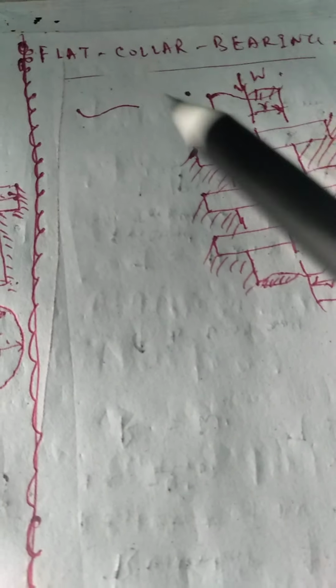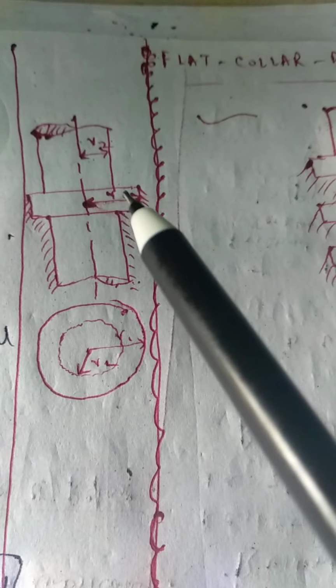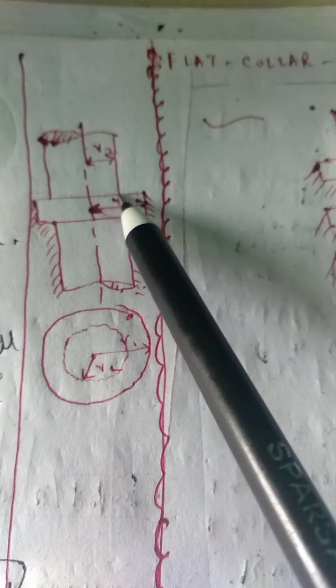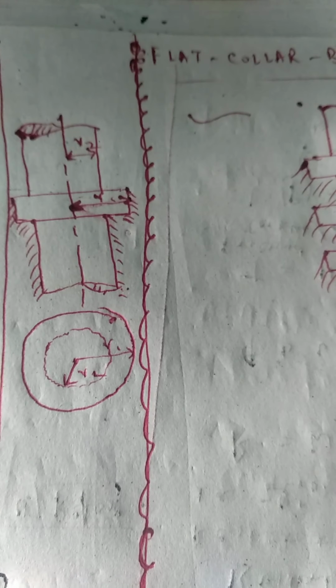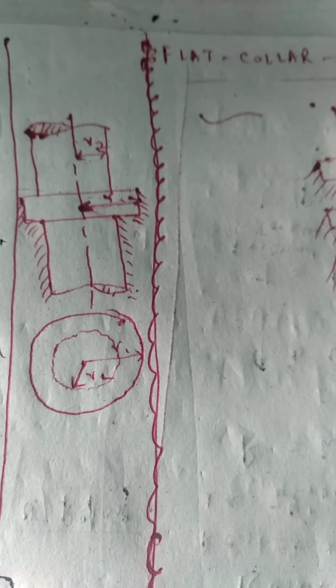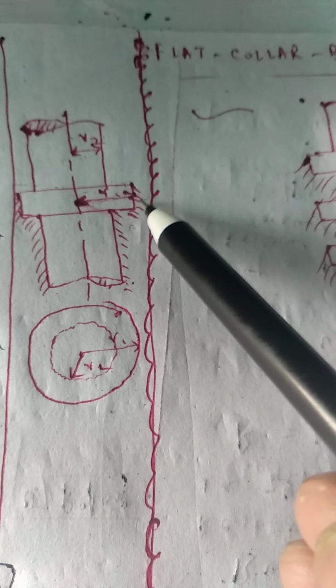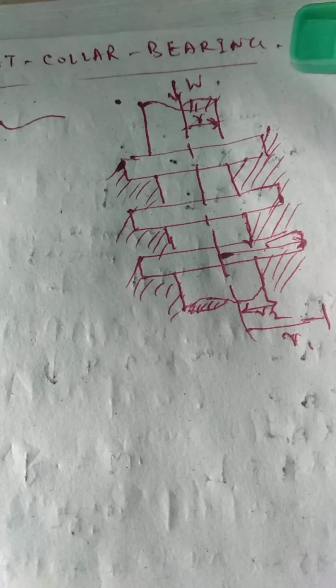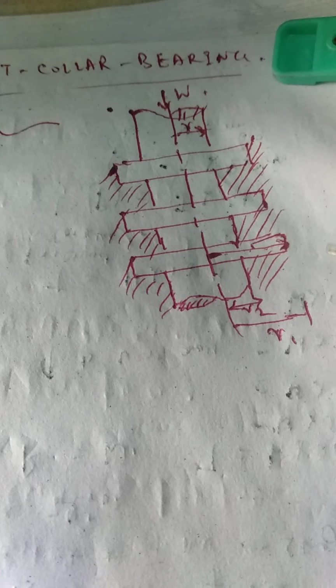Now we will come to the collar bearings. What are these collar bearings? They have a flat bearing surface or a conical bearing surface. Mostly flat surfaces are used, and conical surfaces are used only in some special cases. This is the collar, and there may be a single collar or multiple collars. This is the case of multiple collars. These multiple collars are employed in order to reduce the intensity of pressure.